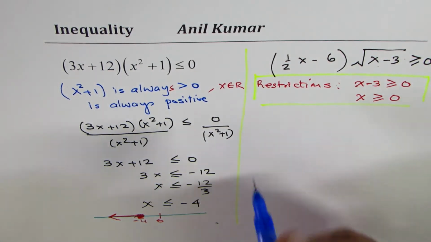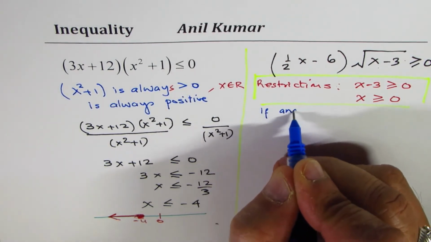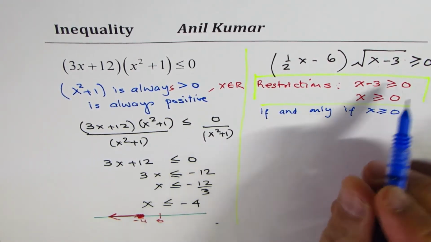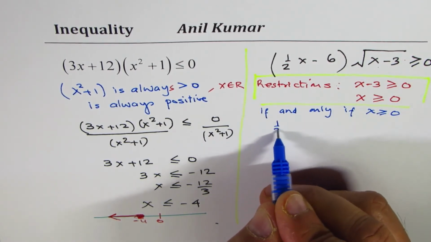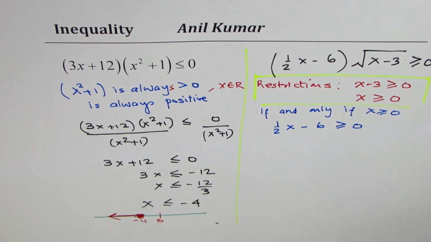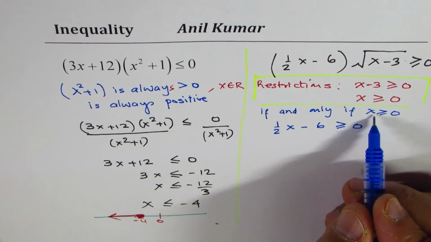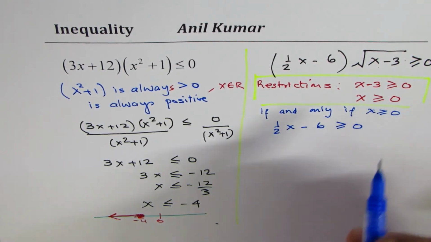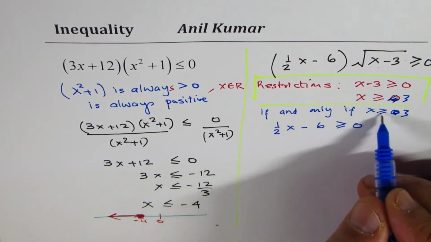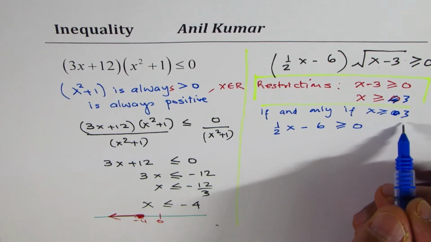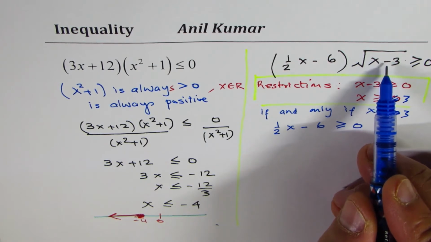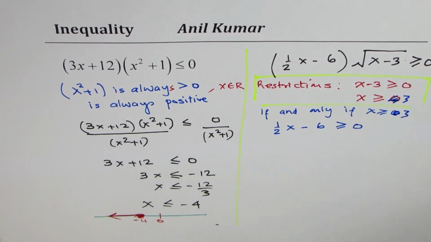So we say if and only if x is greater than or equal to 3, we are trying to solve the inequality 1/2 x - 6 ≥ 0. Do you understand? Because if I choose a value of x which is, let us say, 0, then this part is not real. Correct? Now let's solve this inequality.